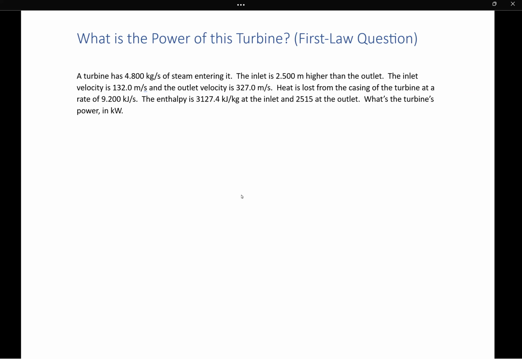This is a first law of thermodynamics type of problem where we can figure out the power of the turbine described here. A turbine has this many kilograms per second of steam entering it. That is mass flow rate. So mass flow rate is 4.800. I put some extra significant digits into this question because it really is nice to hold four significant digits here. The inlet is higher than the outlet.